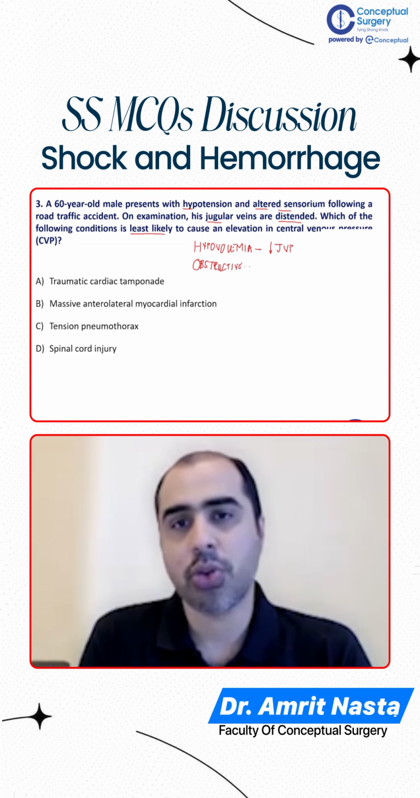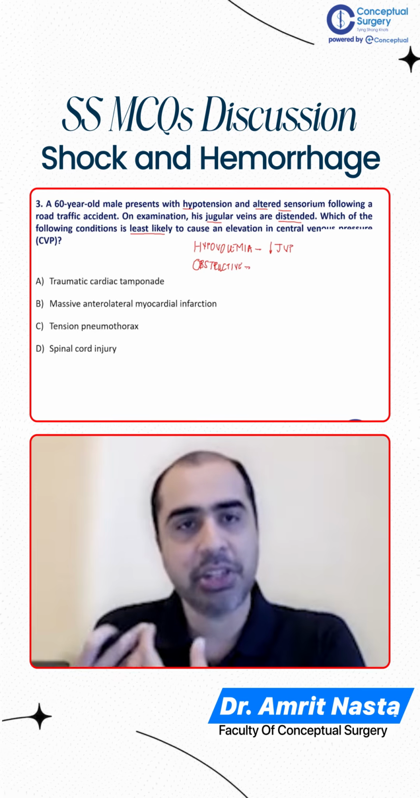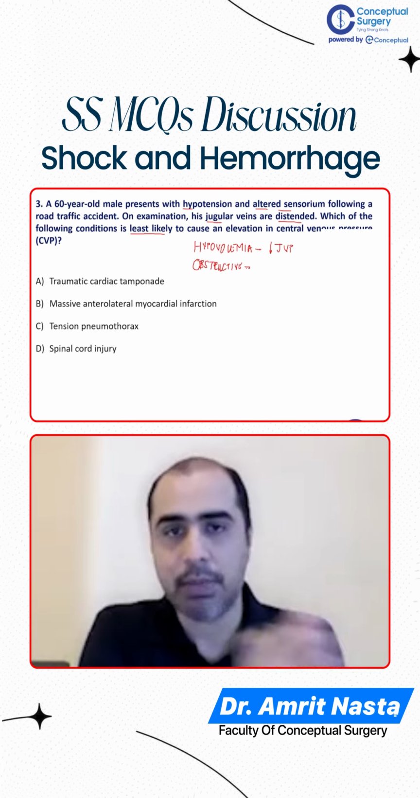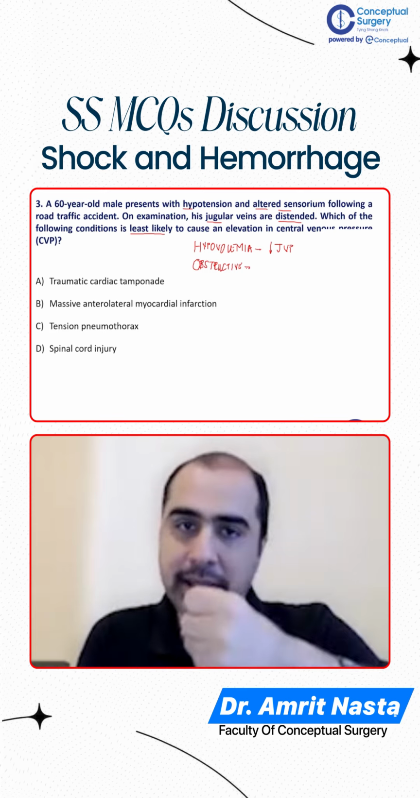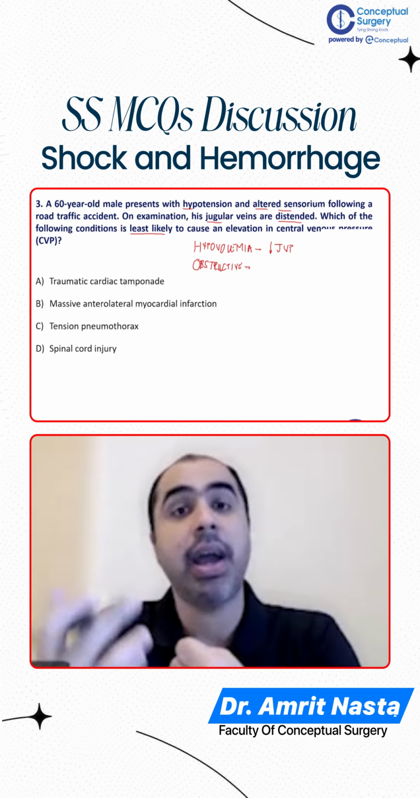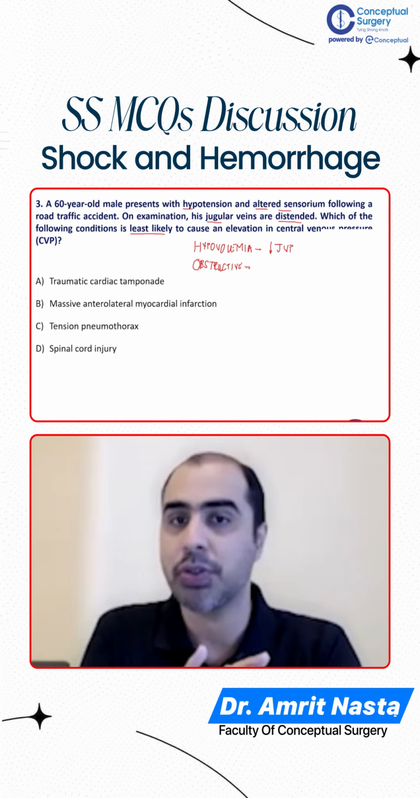In tension pneumothorax, the mediastinal pressure increases, the intrathoracic pressure increases, it compresses the SVC because of mediastinal shift. SVC gets compressed, heart does not get filled. Heart does not get filled, you get hypotension and shock. That is called obstructive shock.